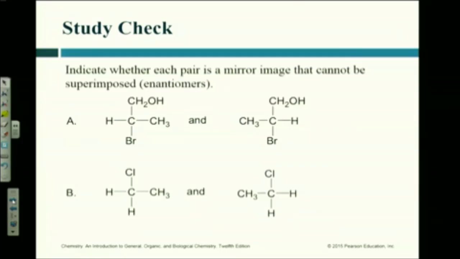First we have to decide, can these be superimposed or not? Are these stereoisomers enantiomers or not? How do you define whether they're enantiomers or not? Is that carbon chiral? Are these mirror images of each other or not? Are these mirror images of each other? Yes. And is the carbon chiral? No. So these are not enantiomers, because they're not chiral. Okay? Fair enough?